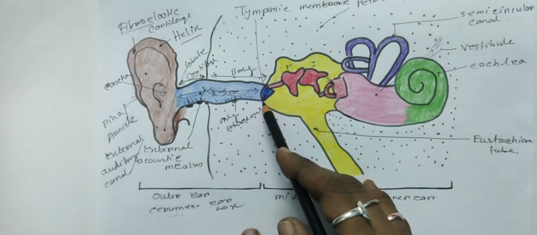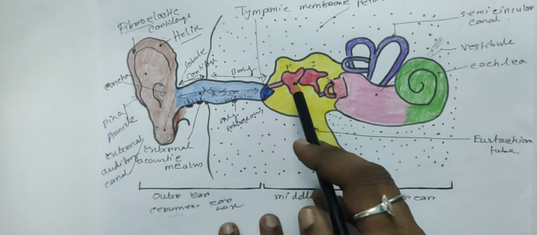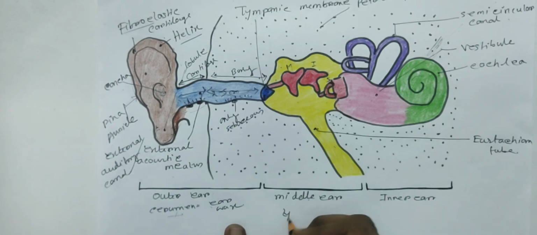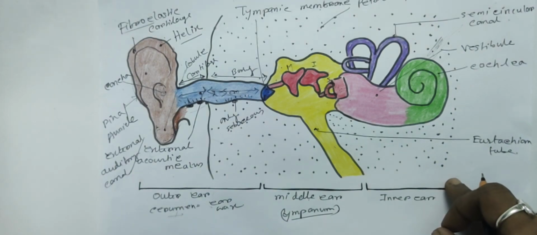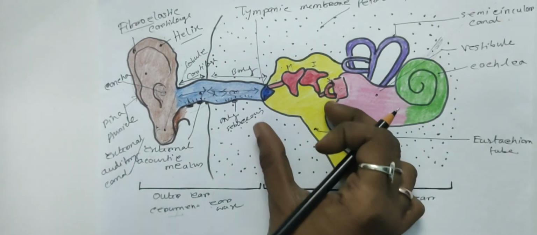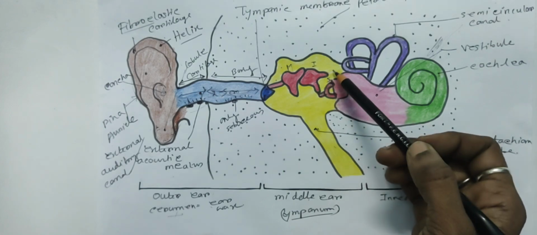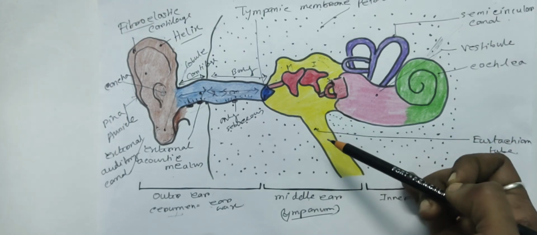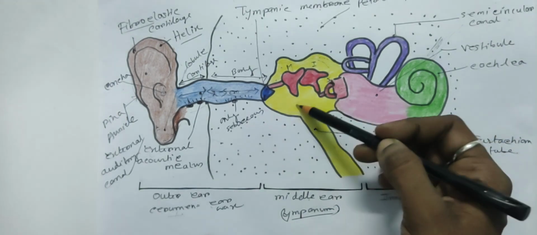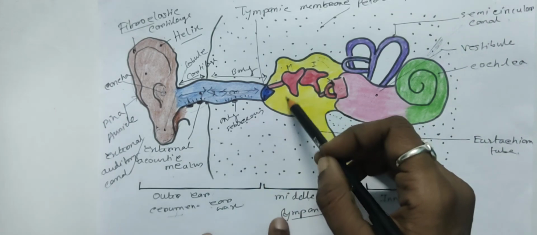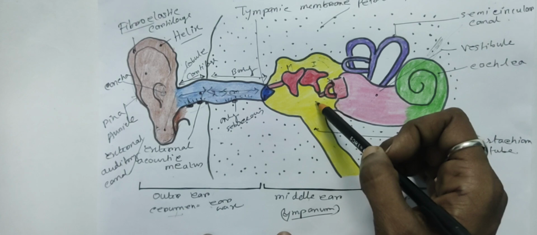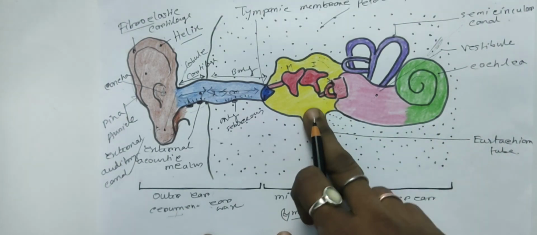After the outer ear, next there is the middle ear. Middle ear is also called the tympanum. I am magnifying this part on my next slide, but here look, this cavity is called the tympanic cavity. It is an air-filled cavity, and within the middle ear there are three ossicles, called the ear ossicles. And this is the eustachian tube.